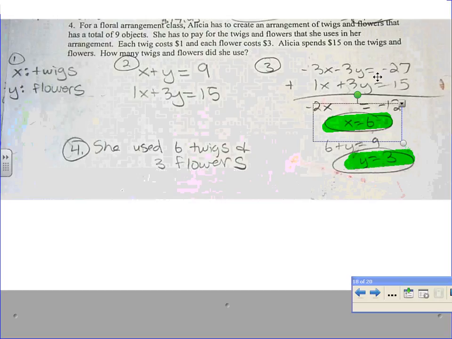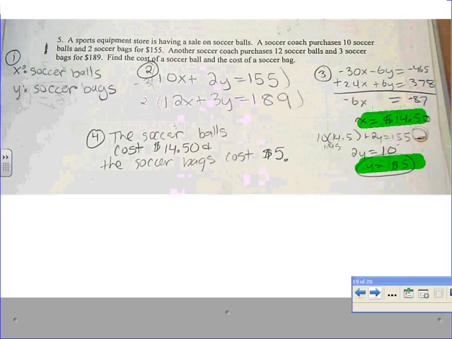Okay, Mara, for 5, what'd you get for your ordered pair? Okay, that's okay. Liz, what'd you get? Good job. So for number 5, X is soccer ball, Y is soccer bags. The equations are 10X plus 2Y equals 155, and 12X plus 3Y equals 189. X is $14.50, Y is $5. Okay, any questions on any of those?